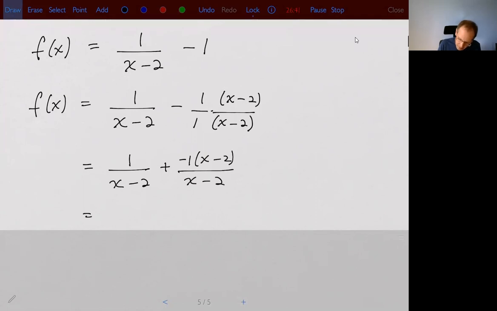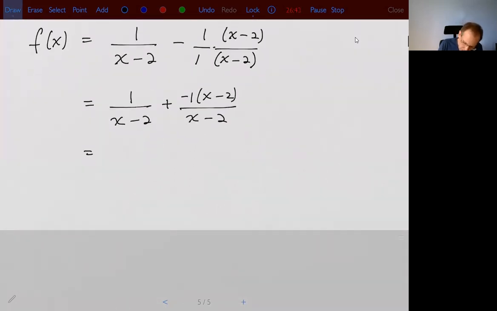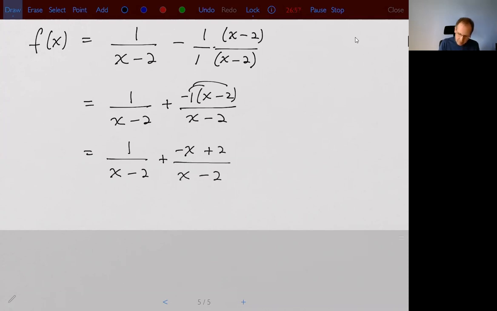So this is going to be 1 over x minus 2 plus, and then if I distribute this, this is going to be negative x, and then plus 2 over x minus 2. So now we can simplify this. We can put everything together in a numerator. I have 1 minus x plus 2 all over x minus 2.